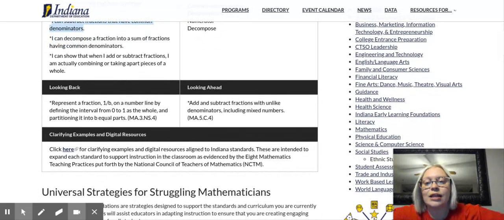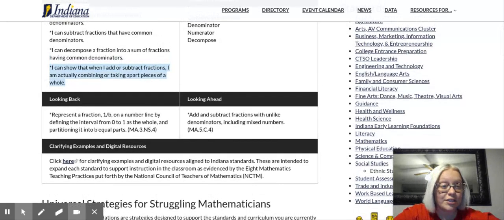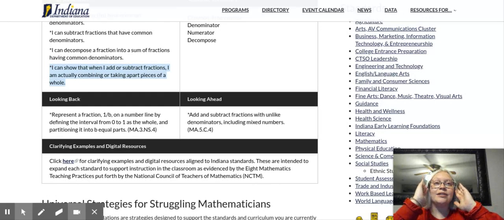The last one I'm going to highlight is down here. And it says, I can show that when I add or subtract fractions, I am actually combining or taking apart pieces of a whole. So that's the second part of what our standard talked about, that when we add fractions, we are combining, and when we are subtracting them, we're taking them apart.